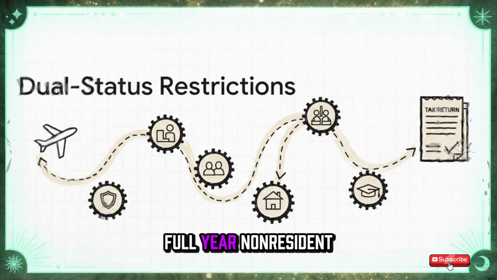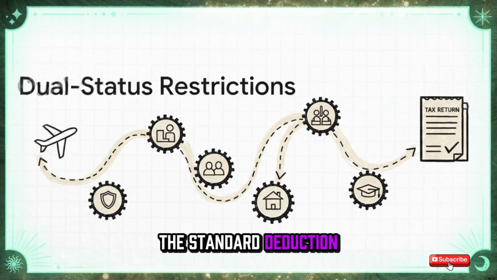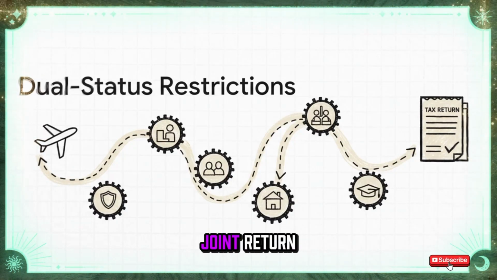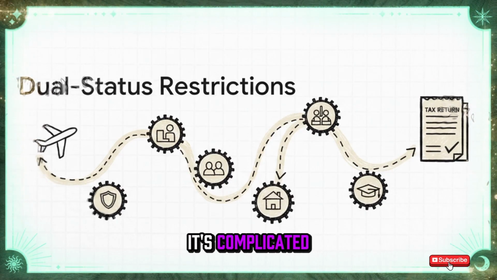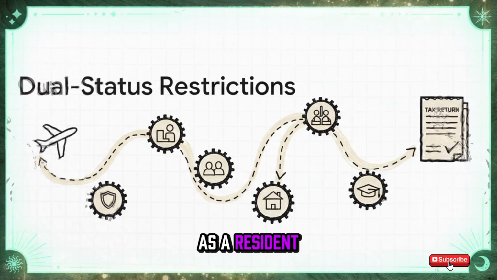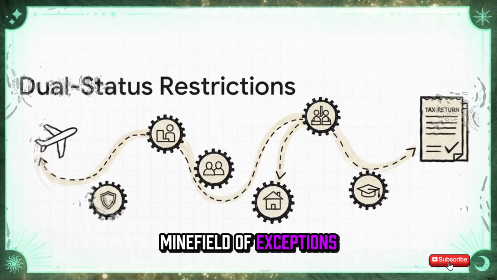Just like a full year non-resident, a dual status filer can't take the standard deduction. You're also blocked from filing a joint return, unless you make this special and, believe me, it's complicated, election to be treated as a resident for the whole year. It's a real minefield of exceptions.